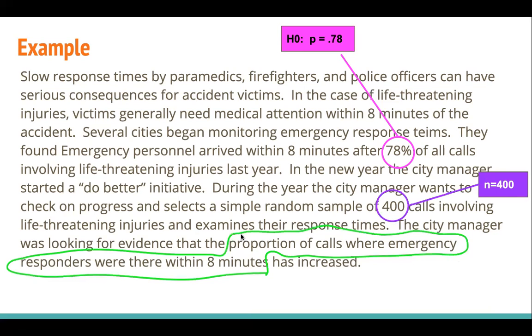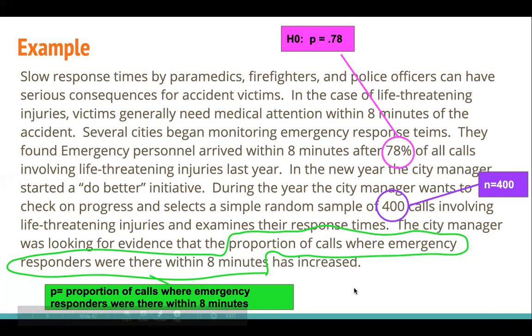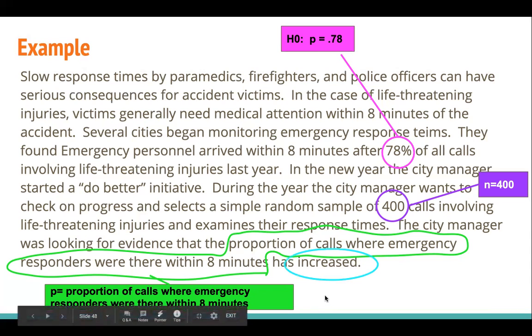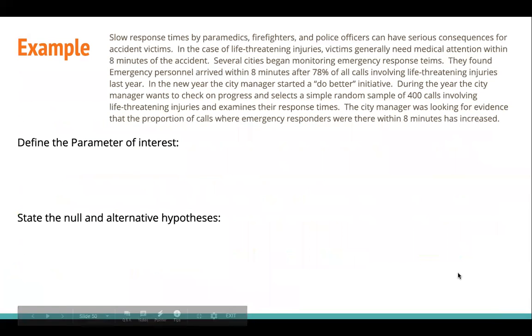This right here, down at the bottom of my prompt, I see proportion of calls where emergency responders were there within 8 minutes. I see that this really is my parameter. This is what I'm looking for, and it's a proportion. p equals the proportion of calls where emergency responders were there within 8 minutes. And then this word increased is important. It tells me the direction of my test. It tells me my alternative, which is that p is greater than 0.78.